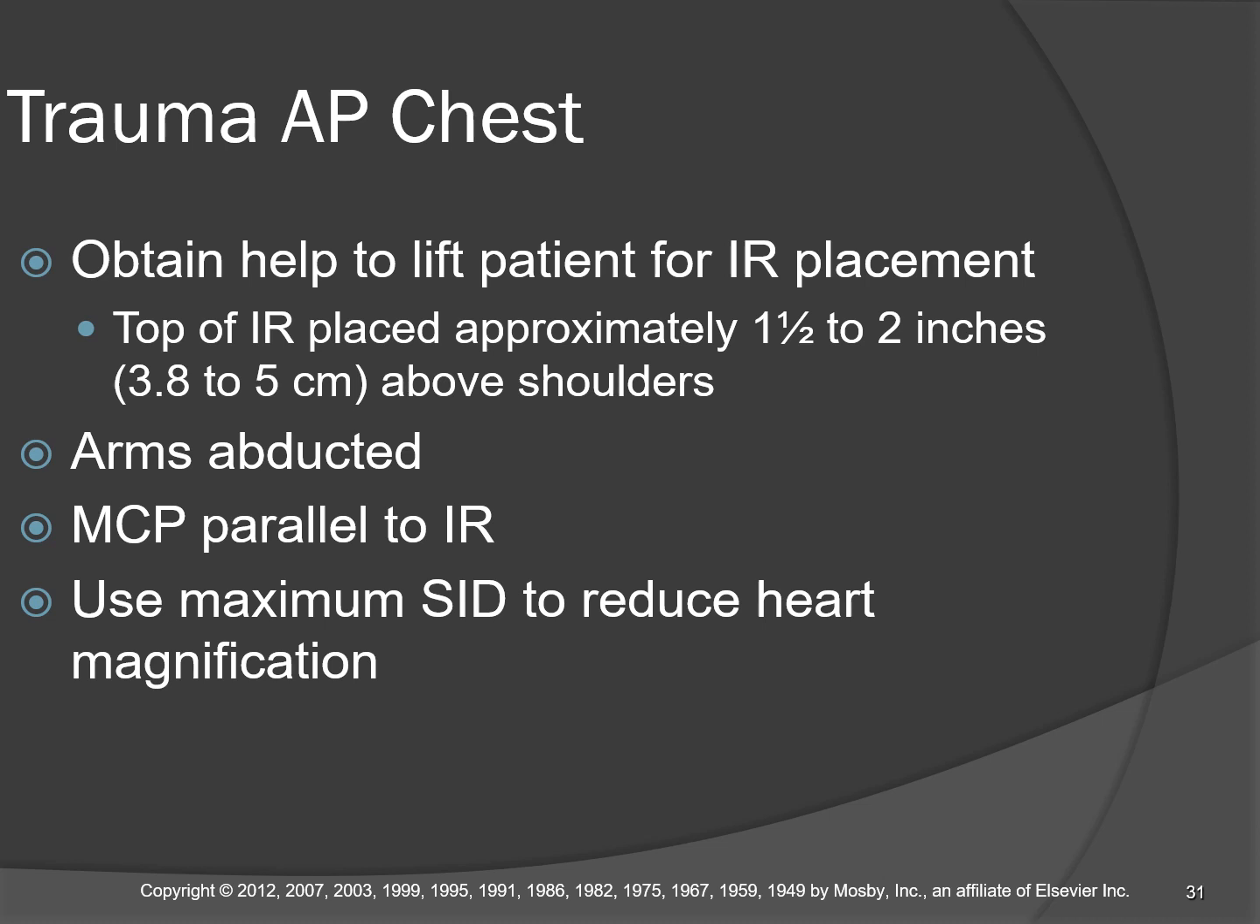Since you are doing an AP, you're inadvertently going to magnify the heart. So you should raise the X-ray tube up as far as it will go, or back as far as it'll go, or what have you, so that you get close to a 72-inch SID, as close as you can, given the limitations of the equipment in the room. Okay.